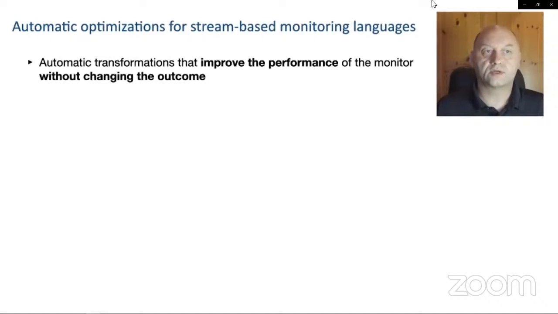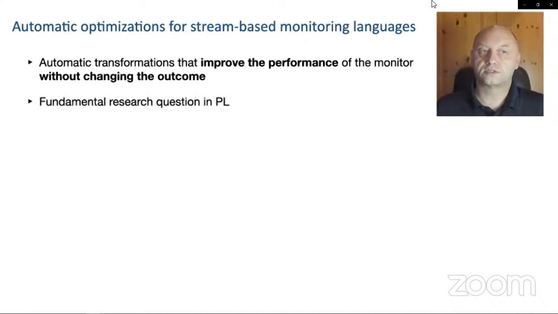We're interested in transformations that improve the performance of the monitor, obviously without changing the outcome of the monitoring. For a stream-based monitoring language, this means that the behavior of the trigger condition must stay the same, but the behavior of internal streams can change arbitrarily. This gives us actually quite a bit of freedom.